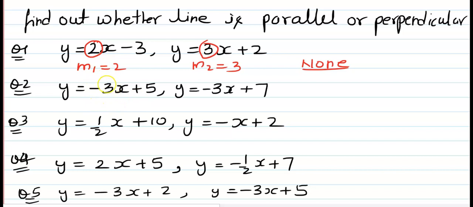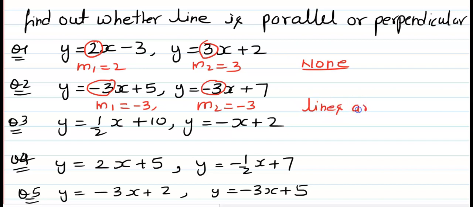If you see here, the gradient is minus 3 and here the gradient is minus 3. So m1 is minus 3 and m2 is minus 3. So the lines are parallel because the gradients are equal. So the lines are parallel.